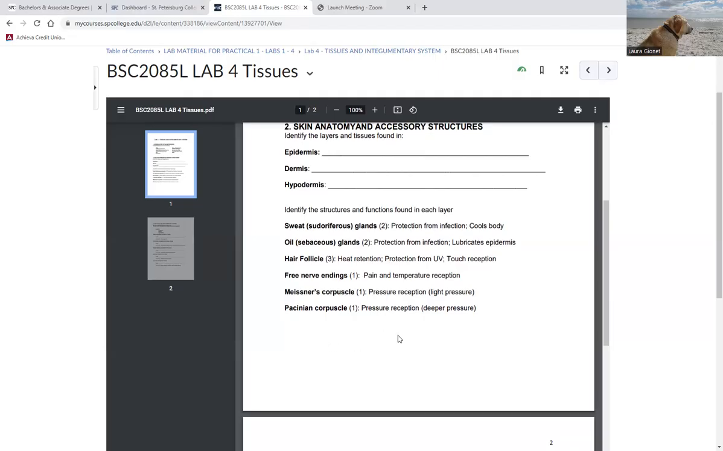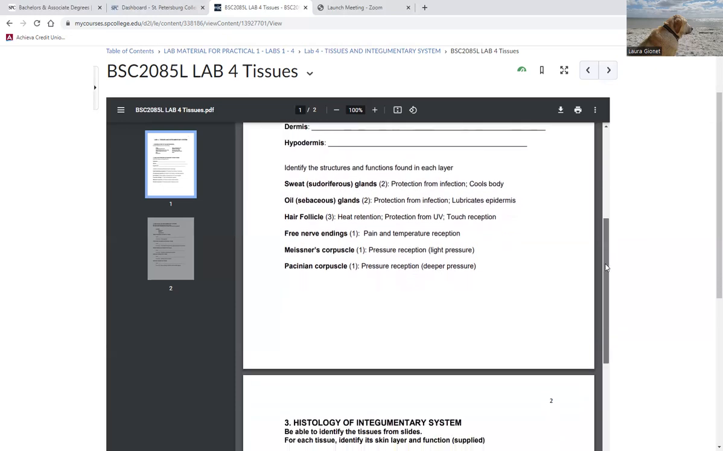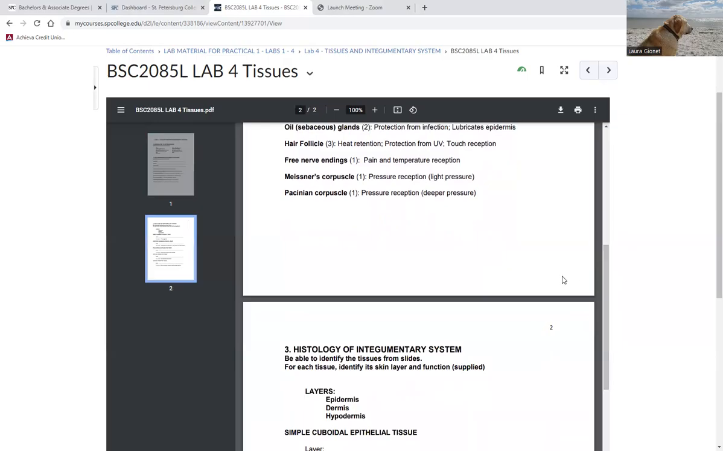Pacinian corpuscles are also pressure receptors, but they detect deeper touch or deeper pressure, because they're found deeper in the skin. To stimulate them, you have to pass through Meissner's corpuscles to even get to the Pacinian corpuscles. So you had to have applied deeper pressure or more significant touch or pressure to reach them. So we have light pressure, light touch, deeper pressure, deep touch.